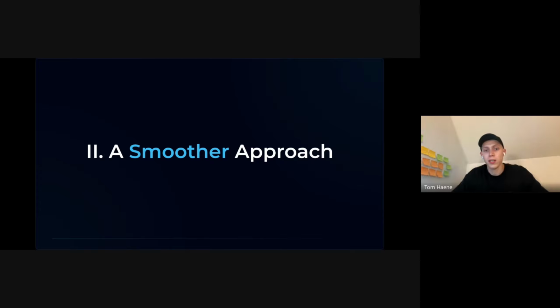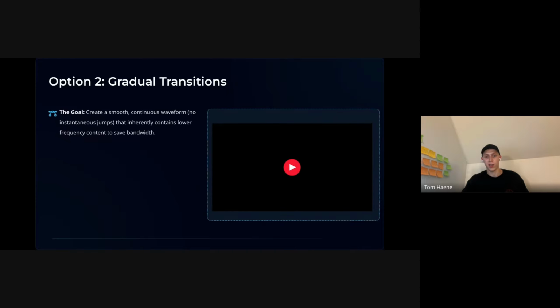So, what is a better approach? What's a smoother approach? Because this is not going to work. This is not going to cut it. You can't transition between carrier states instantaneously. You're going to have infinite bandwidth. It's not going to work.